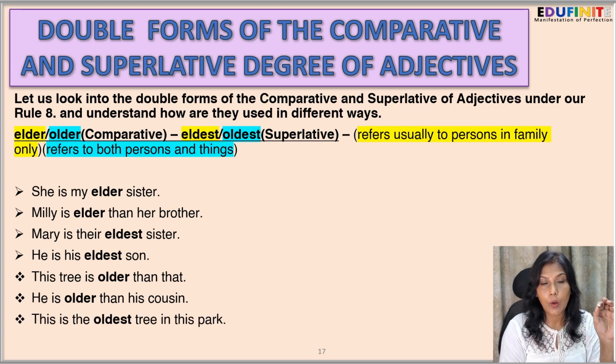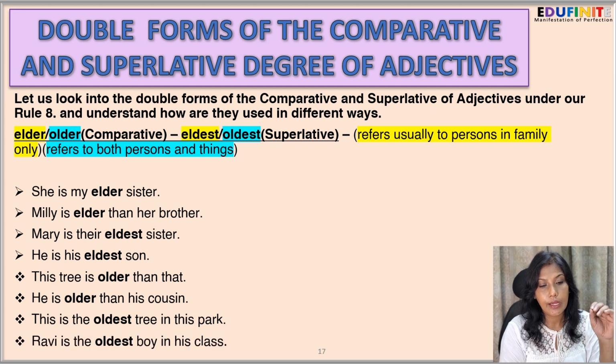Next, now these two were comparatives. Now we are coming to superlatives. Oldest. This is the oldest tree in this park. So the age of this tree in this park is the most. Next, Ravi is the oldest boy in his class. So in his class, the age of Ravi is the most. So Ravi is the oldest boy in his class.